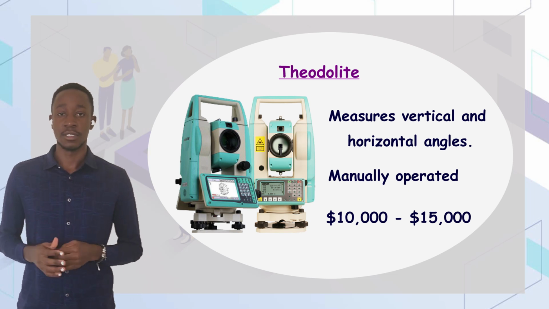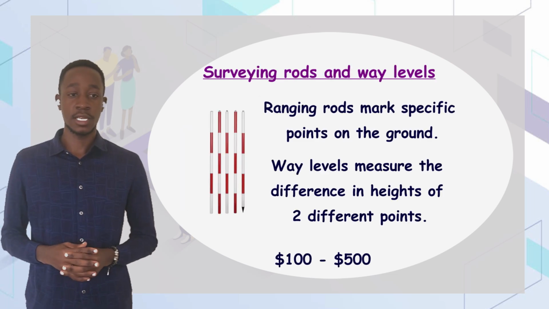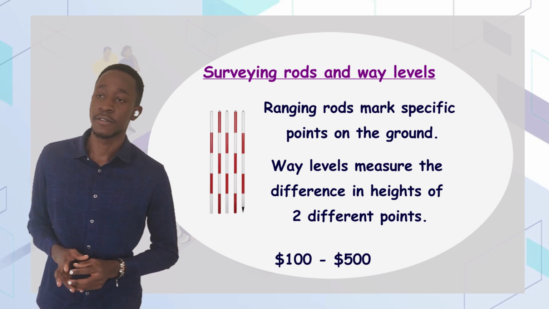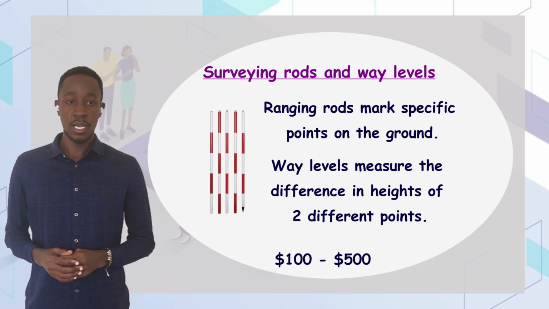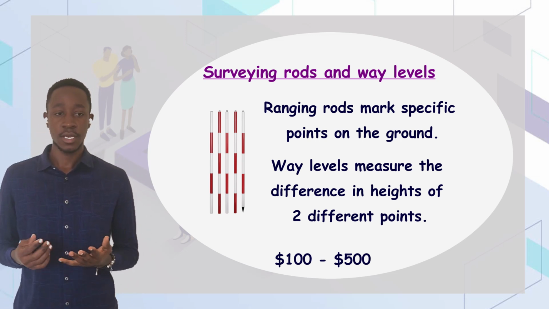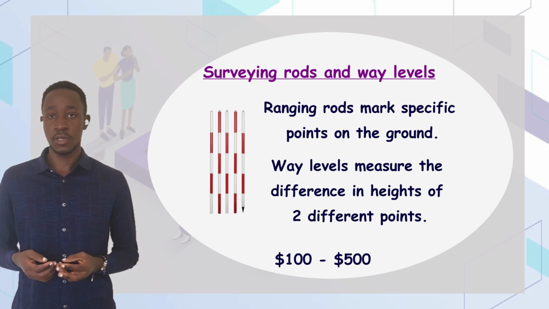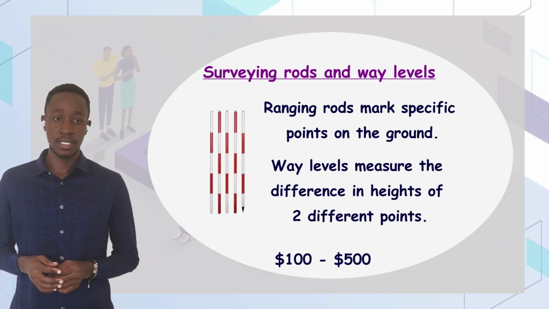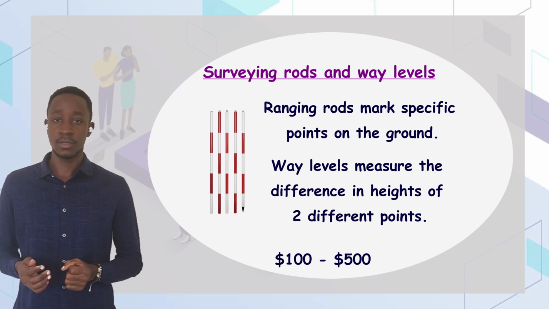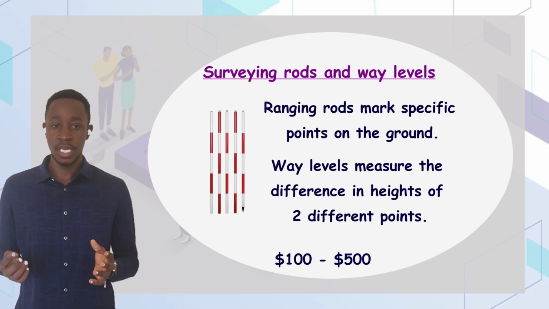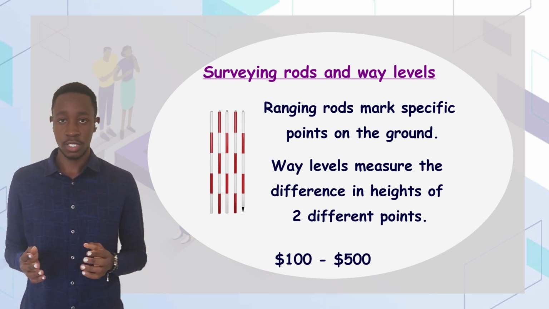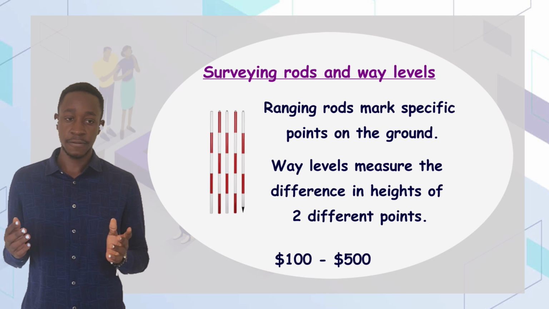And the third one, we have surveying rods and levels. Surveying rods are used with levels and total stations to mark specific points on the ground. Levels are used to measure height differences. The cost is between 100 and 500 US dollars, and its capacity is up to several hundred meters depending on visibility. The scope of operation: used for establishing benchmarks, measuring elevations and marking points on the ground for boundary identification.